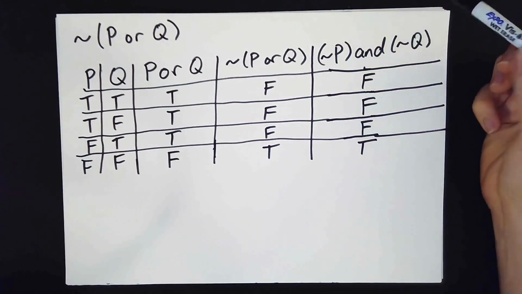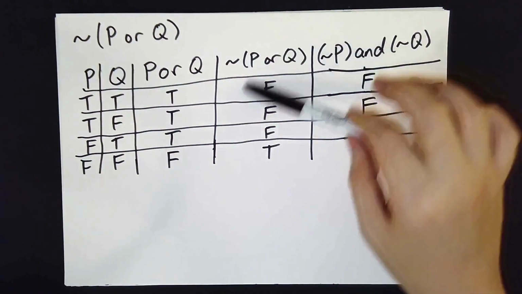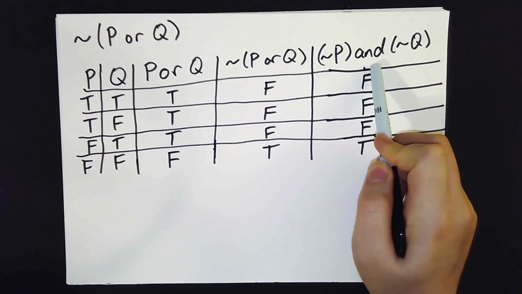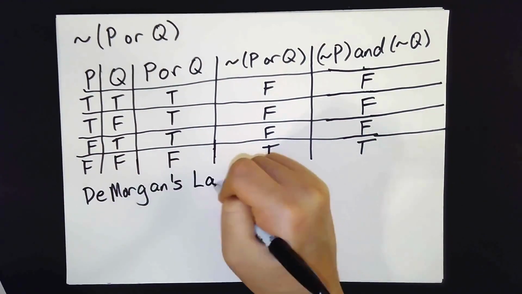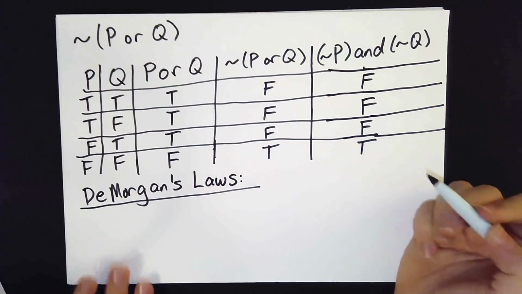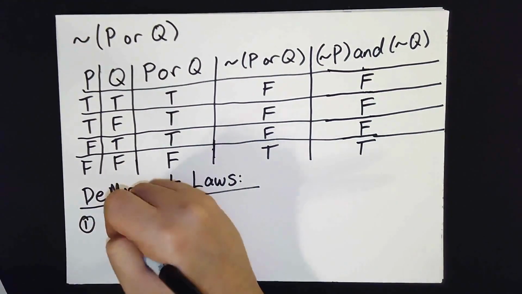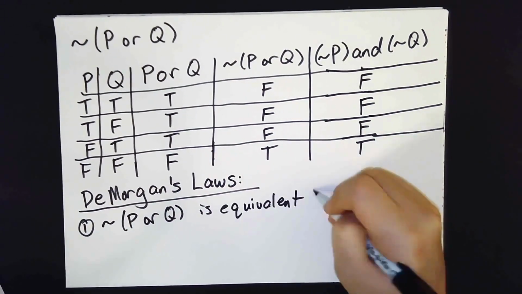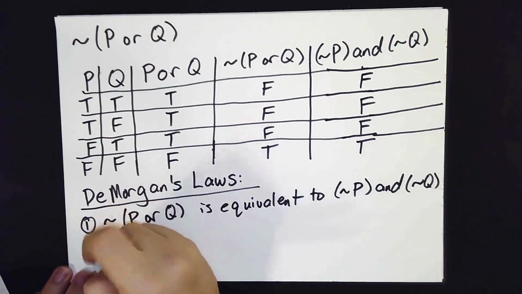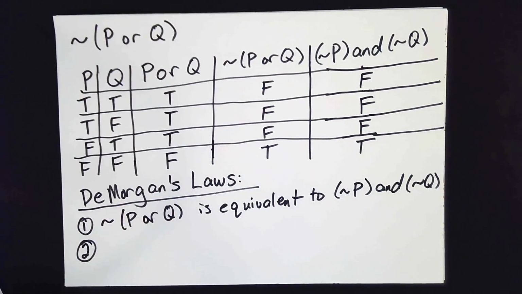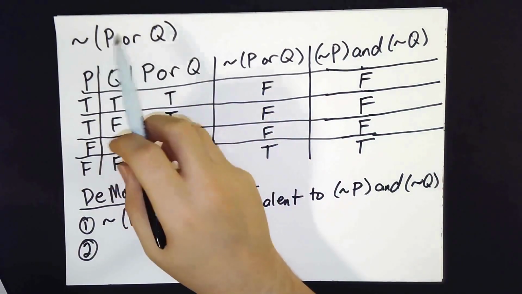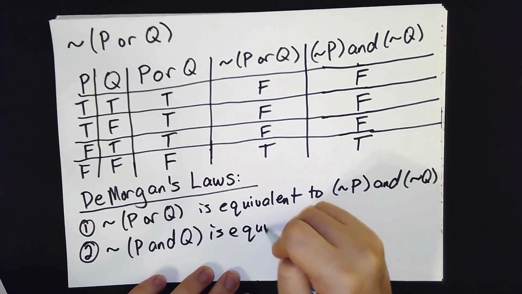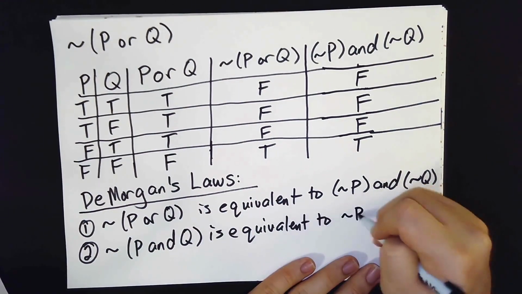And so again, you see here in this table, spelled out for you right away, that these two are different ways of saying the same thing. And this is the first of what's often called De Morgan's laws. The first of which is that not P or Q is always equivalent to not P and not Q. What's the other of De Morgan's laws? The other of De Morgan's laws explains what happens when we take not P and Q. And I'll leave it to you to check this, but not P and Q is equivalent to not P or not Q.